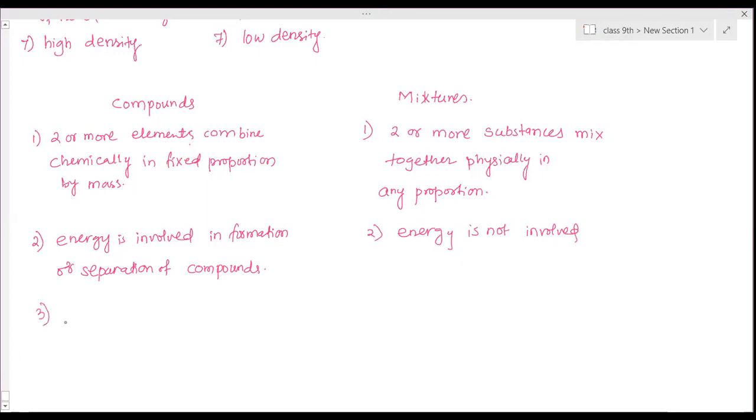Then third, compounds have a fixed melting point and boiling point. Here in mixtures they don't have a fixed melting point and boiling point.